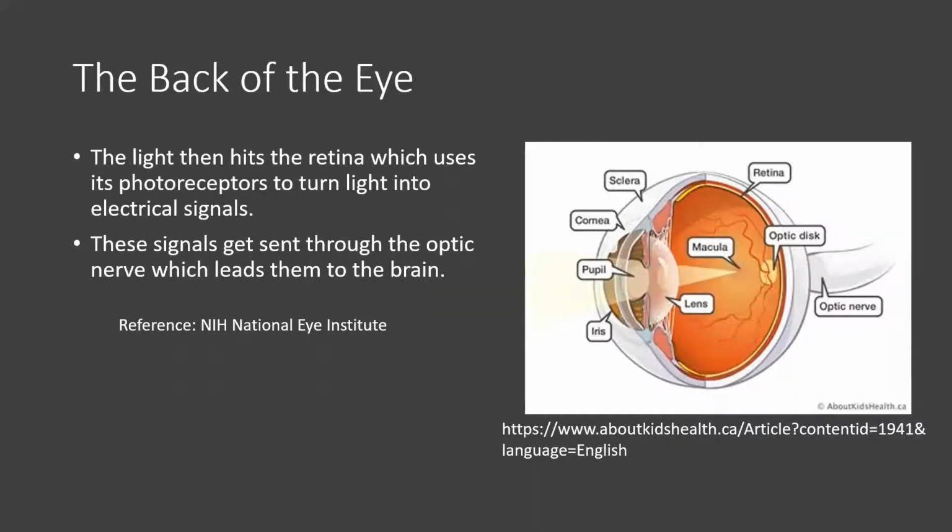And so the back of the eye is used for mostly reading the light that gets sent there. The light first hits the retina, which then uses its photoreceptors, the cones and rods, to turn it into electrical signals, and these signals get sent through the optic nerve, which leads them to the brain. So now the specific structures.